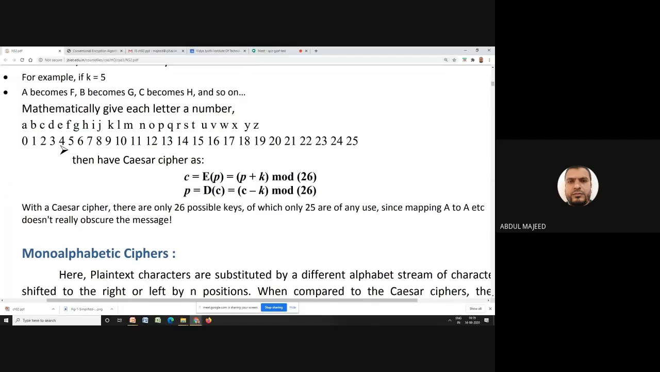Suppose you received F, but it is not the actual F; it is not your plain text, it is ciphertext. Then what is the plain text of this F? You need to subtract 5, go 5 steps back. F means E, D, C, B, then you get A. So F is nothing but A. Like this you decrypt by subtracting the key value. For encryption we add k, for decryption we subtract k.